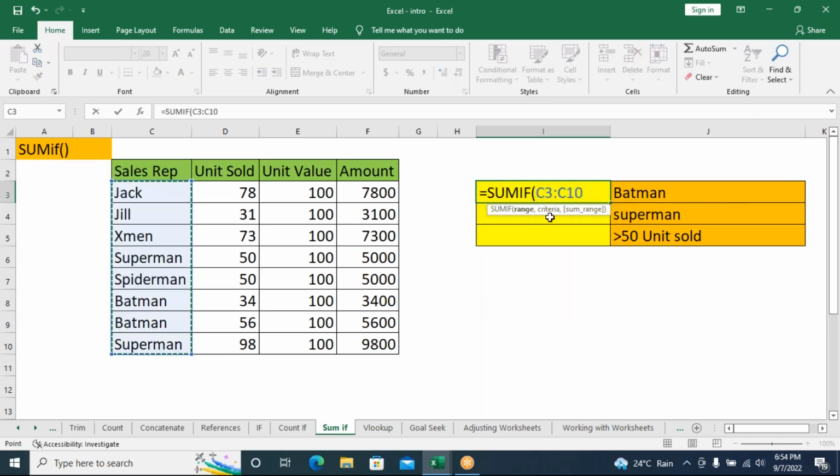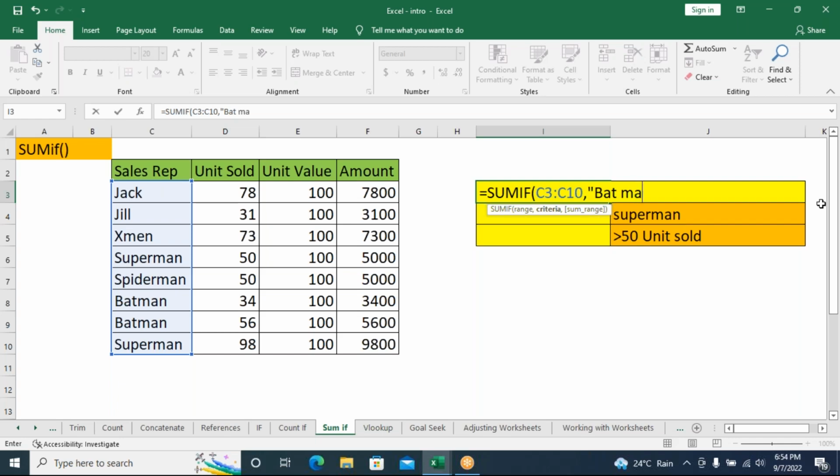For the criteria, what am I looking for here? I'm looking for Batman. Under the sales rep, I'm looking for Batman, so I will mention it in double inverted commas. Excel is case sensitive, so whatever name you have given in the range, the same thing should be typed over here.